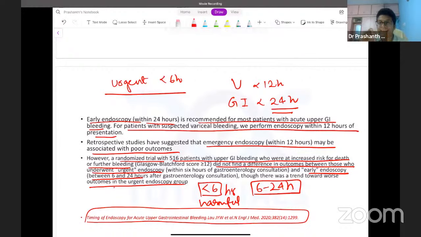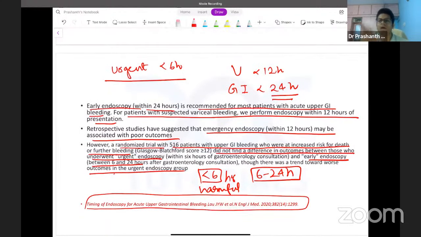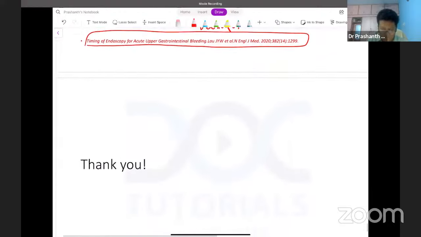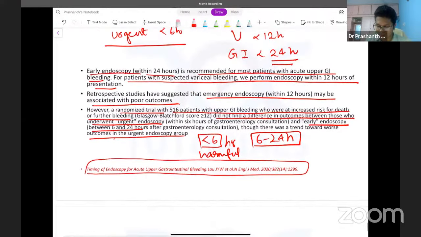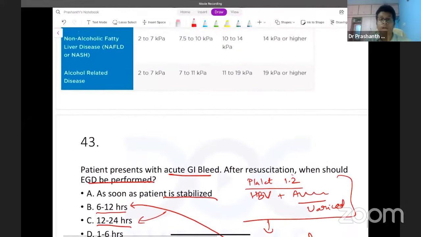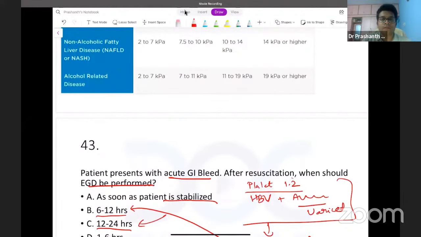So you will be tempted to mark within 6 hours, but the answer is not 6 hours, it's 6 to 24 hours, if that option is mentioned. And to be more specific, approximately 12 hours for variceal bleed, within 24 hours for other kinds of GI bleed. Okay, so that's about it. I think I have discussed the entire question, what I could for this particular session.